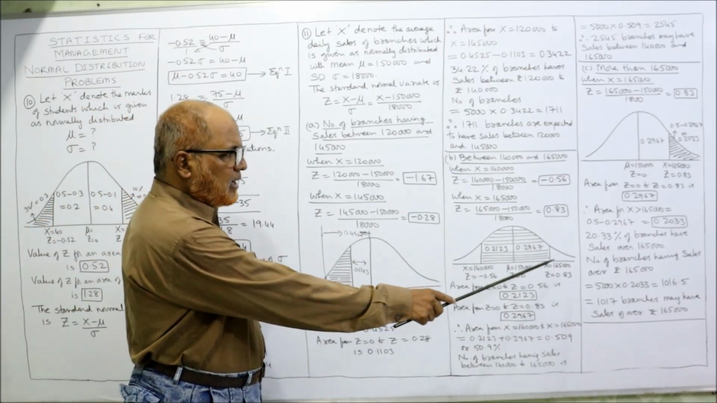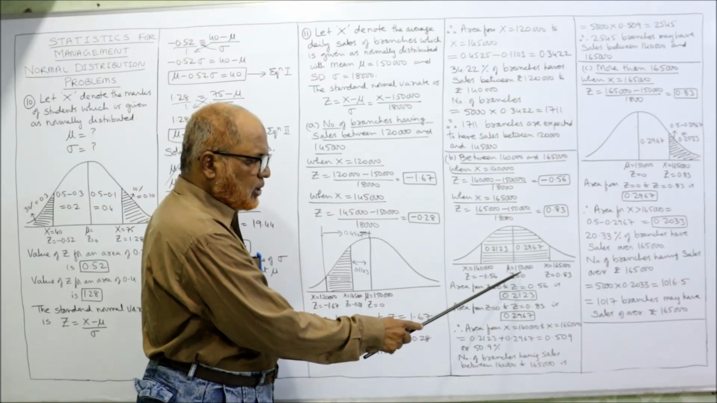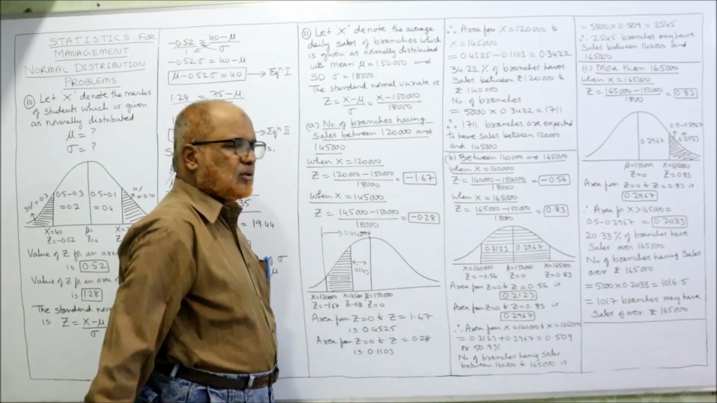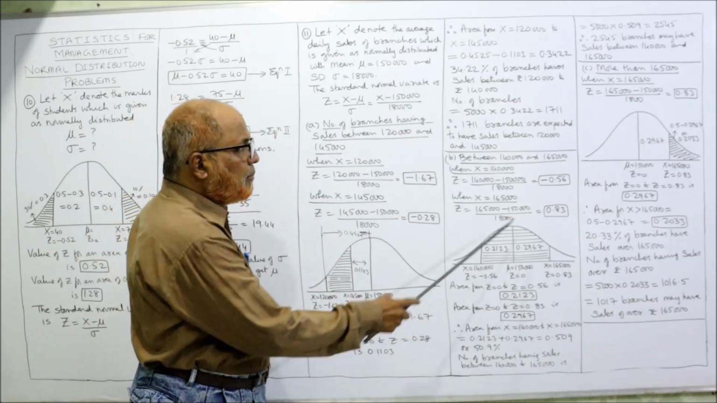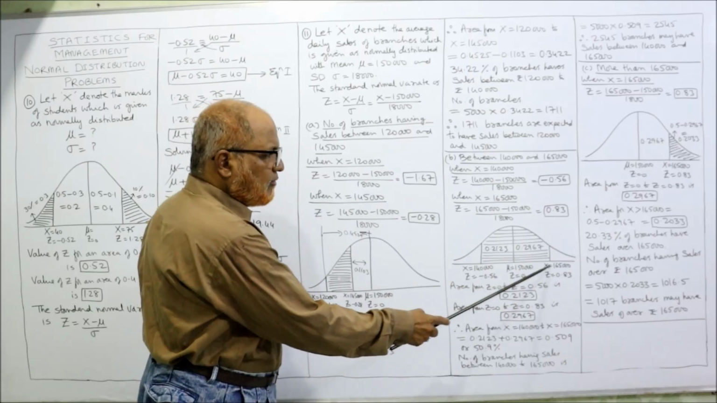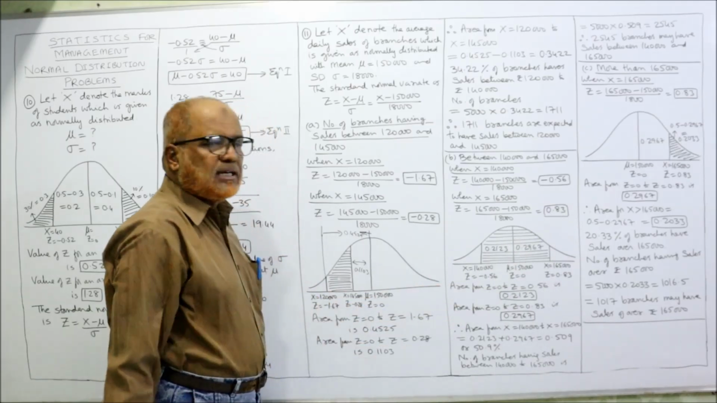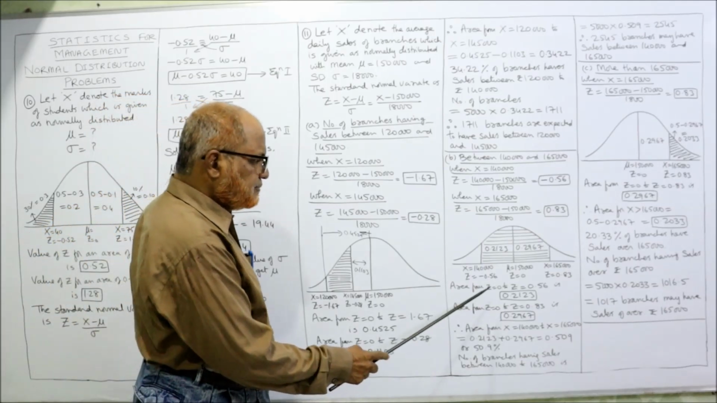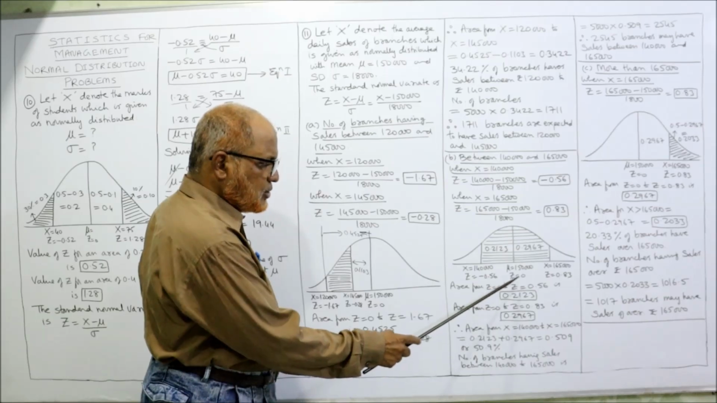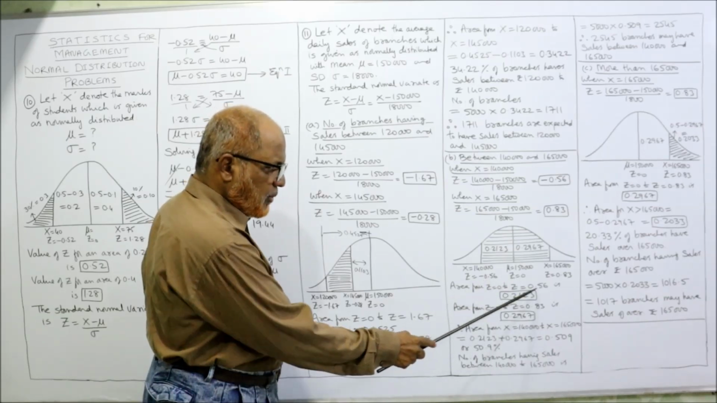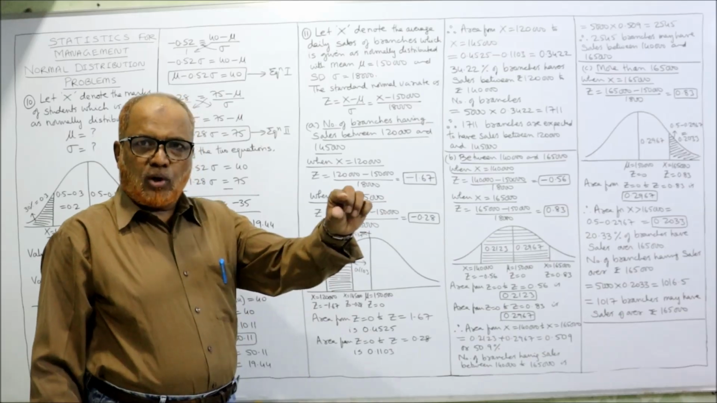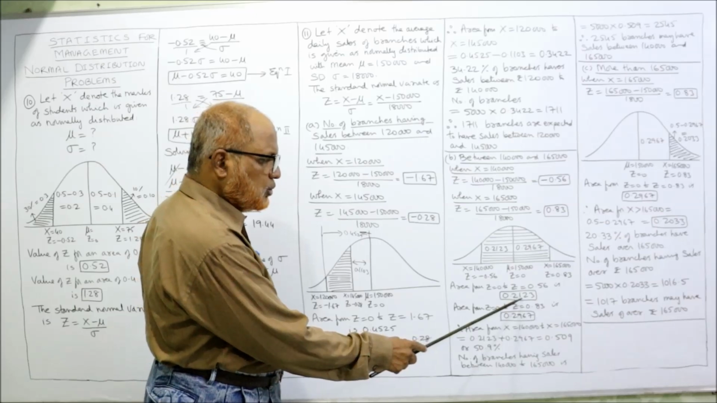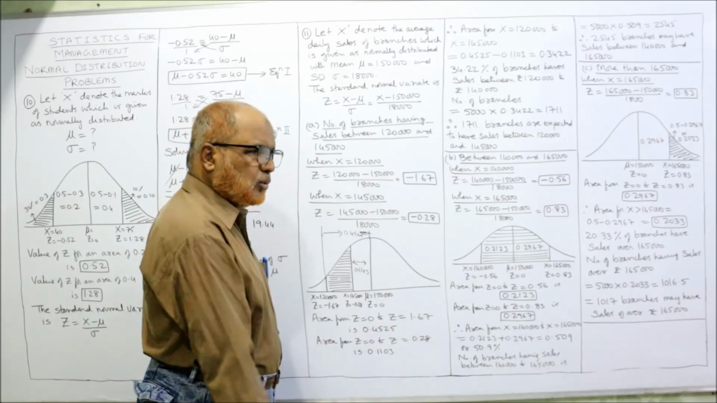Now we'll draw the normal curve. Center mu is equal to 1,50,000. Left hand side 140,000, right hand side 165,000. For 140,000, minus 0.56. For 165,000, 0.83. Now we have to refer to the table. For the area from z equal to 0 to z equal to 0.56, in the row 0.5, in the column 6, you will get 0.2123. So this area is 0.2123.